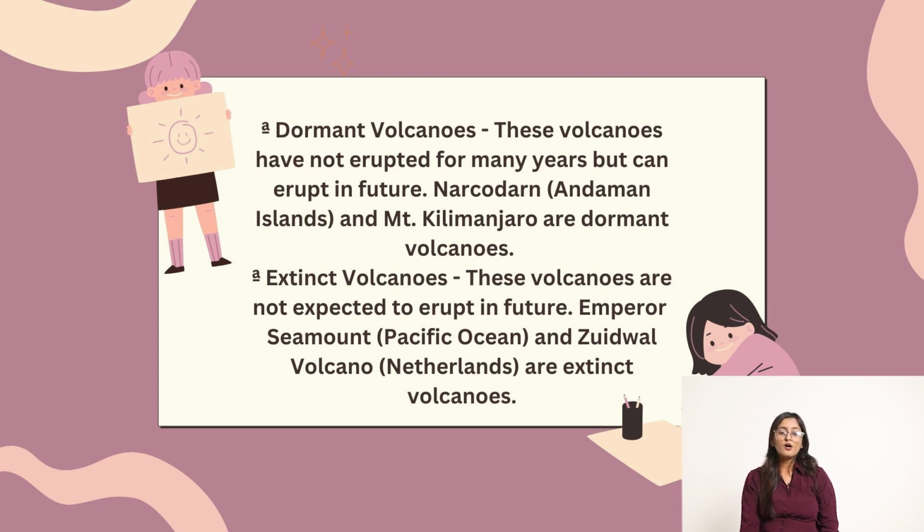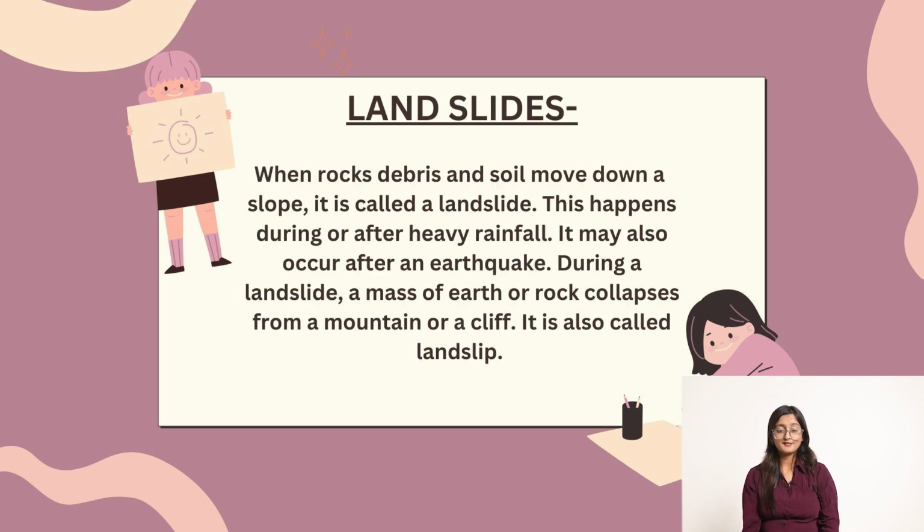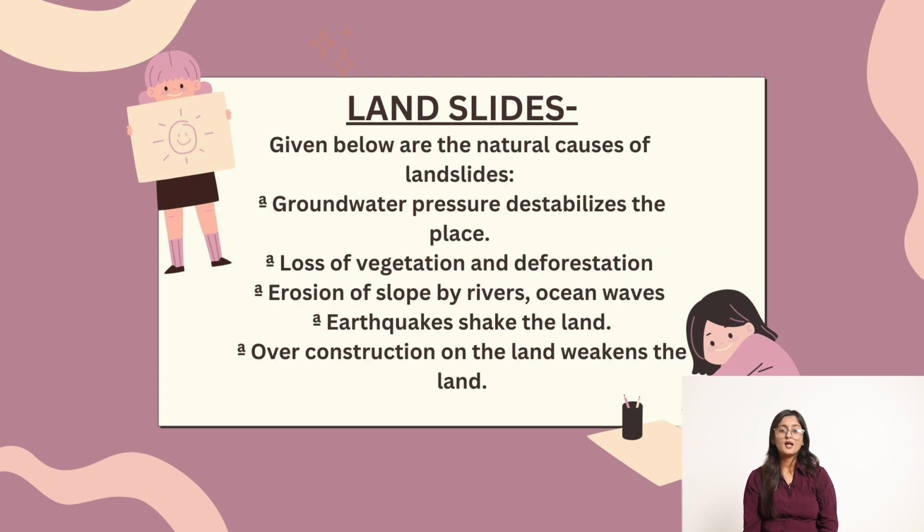Landslides. When rocks, debris and soil move down a slope, it is called a landslide. This happens during or after heavy rainfall. It may also occur after an earthquake. During a landslide, a mass of earth or rock collapses from a mountain or a cliff. It is also called a landslip.